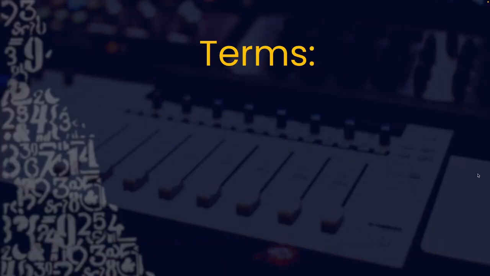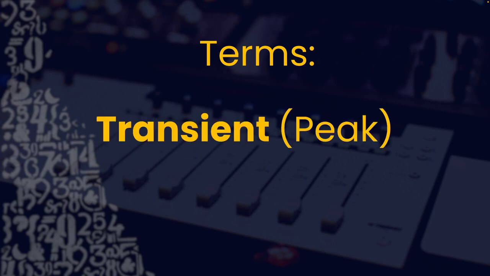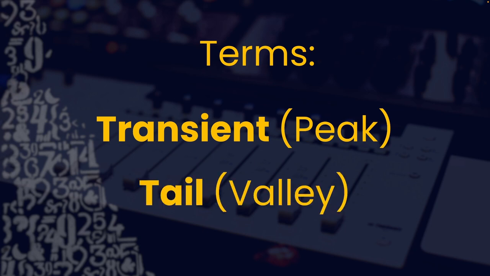So the first thing we need to do is cover a couple terms that you need to understand because I'm going to be using these again and again throughout this lesson. So the first one is transient or peak. This is going to be the initial impact of the note, or the loudest section of the note. The tail or the valley is the rest of the note. So basically anything that's not the transient is the tail. So the loudest part of the note is the transient, everything else is the tail.